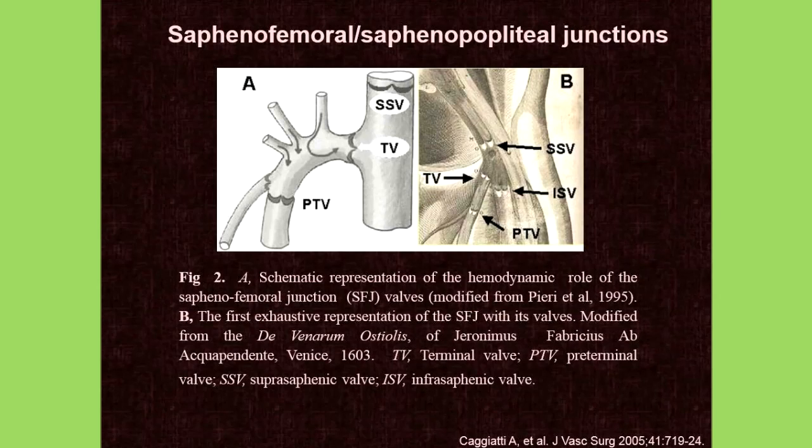It's similar in the saphenopopliteal junction. One of the important things to remember is you see all these tributaries that are coming in between the terminal valve and the pre-terminal valve. If there's reflux in those tributaries and you have a competent terminal valve, that's a very strong indication that this is a problem originating in the pelvis or the perineum and not coming through that saphenofemoral junction or the terminal valve.